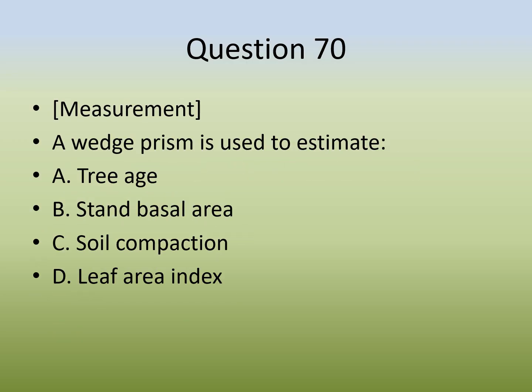A wedge prism is used to estimate A. Tree age, B. Stand basal area, C. Soil compaction, or D. Leaf area index? The answer is B. Stand basal area.